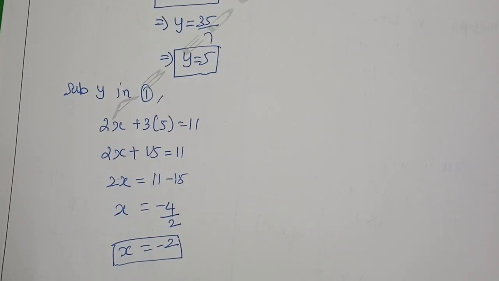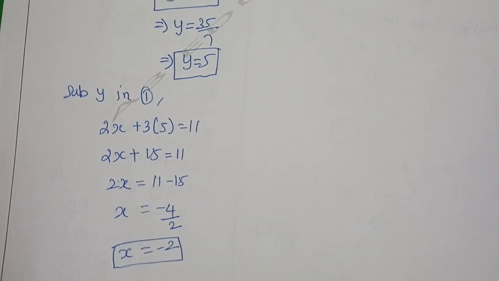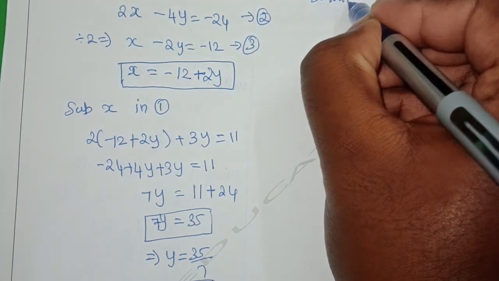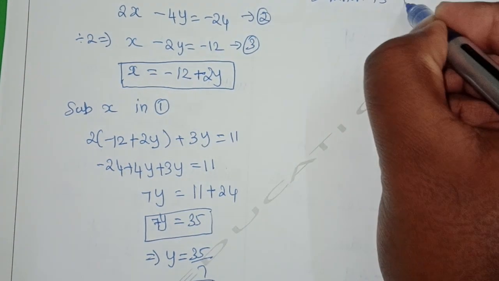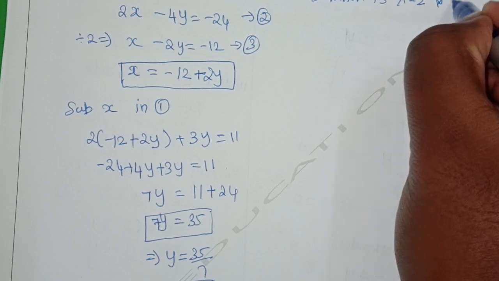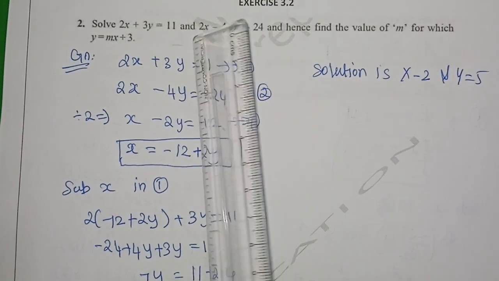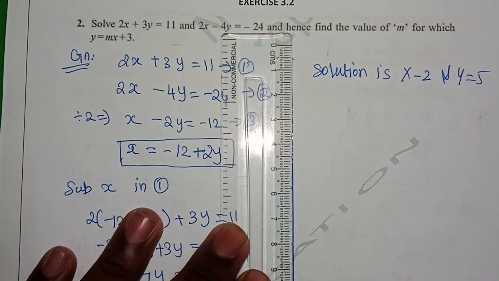Okay, don't be afraid of getting any negative values. There may be any values as they can be. Therefore, the solution is x is equal to minus 2 and y equal to 5. Okay, we got both the values for x and y.